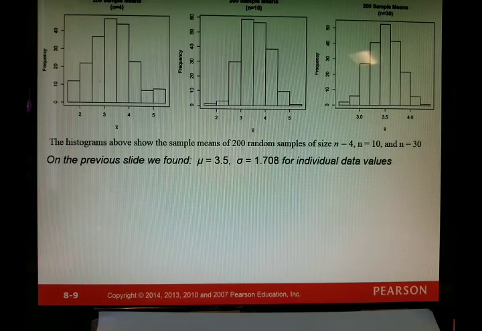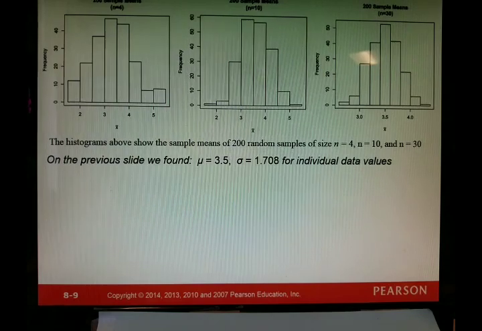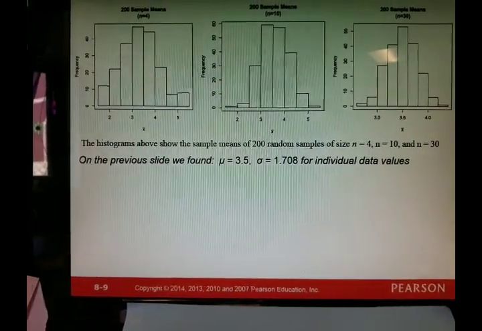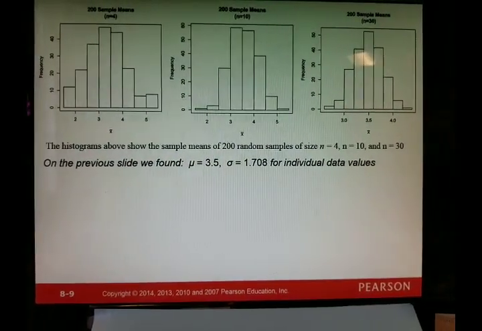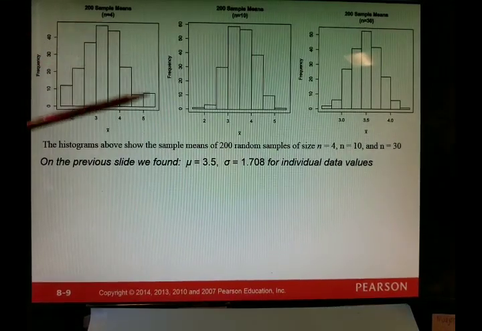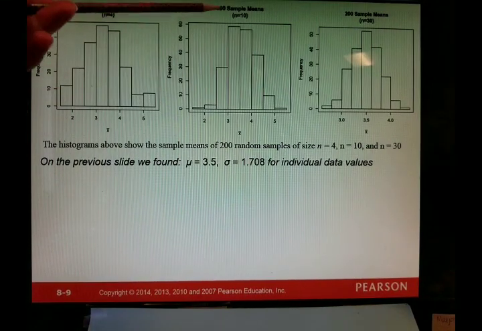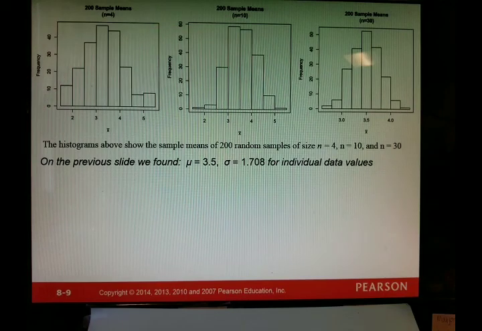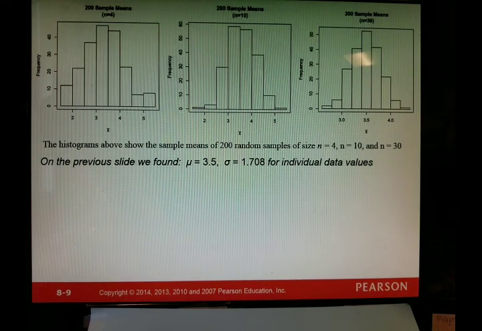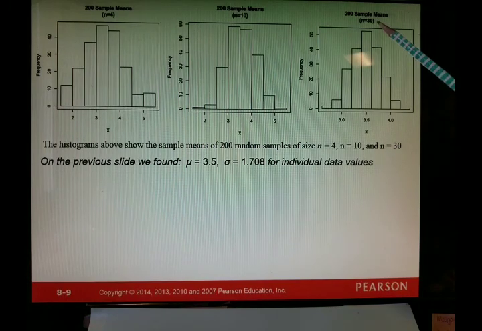So instead, what if I rolled 4 dice? I'm going to roll 4 dice, take the average of those 4, and record my data value. That's what this is here. If I was to take 10 dice and take the average of the dice that I just rolled and record those data values. And in the last case, if I was to take 30 dice, take the average of the dice that I just rolled and record those data values.